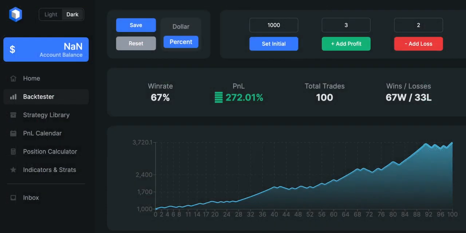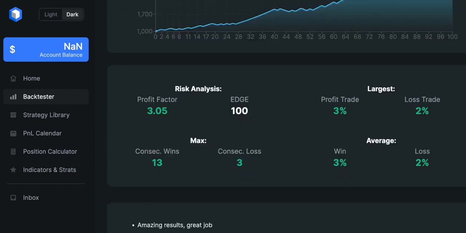Okay traders, I just finished the backtesting and the results are absolutely amazing. Our win rate is 67% and we increased our account size by 272.81%. Of course, these numbers will be different when trading live because of high spreads and fees. The profit factor for the strategy has increased a lot, it's 3.05, and we had 13 consecutive wins against 3 consecutive losses. And it took around 5 weeks to find those 100 setups.